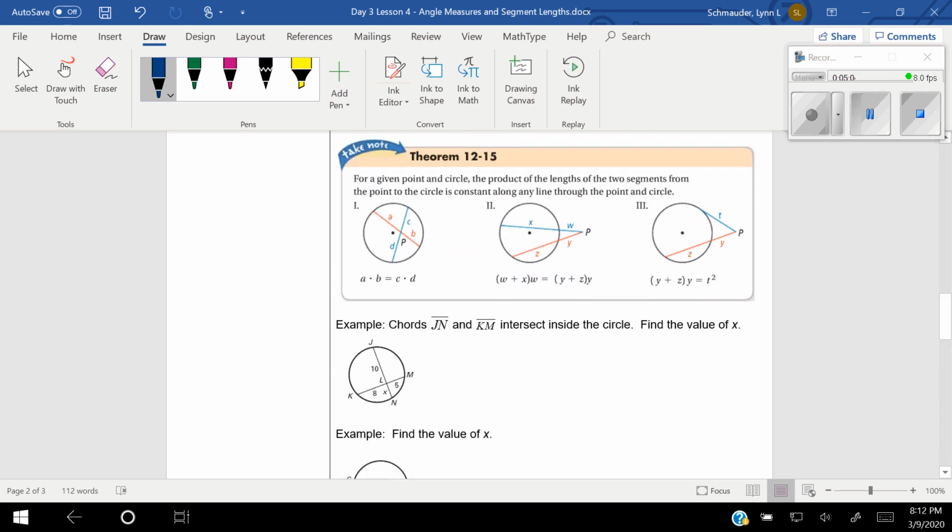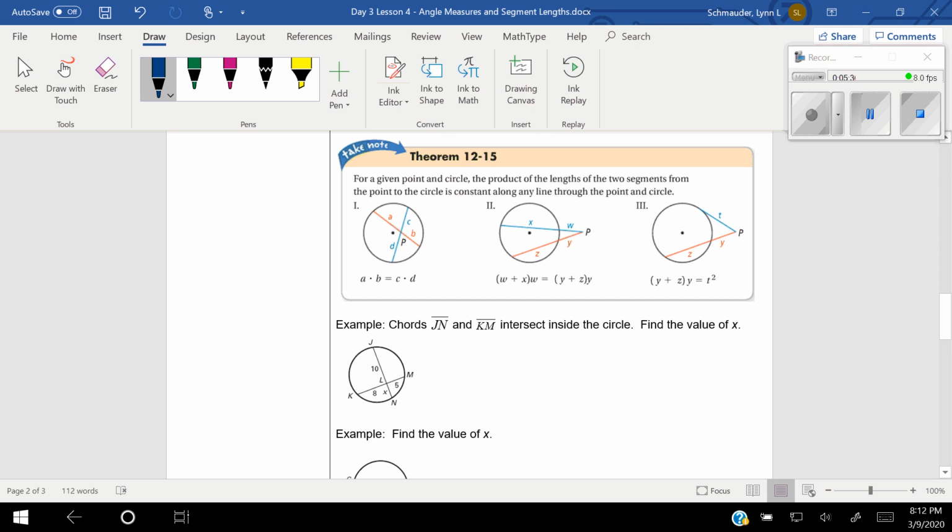Okay, now let's see what we have here. For a given point and circle, the product of the lengths of the two segments from the point to the circle is constant along any line through the point and circle. Oh my gosh, what on earth does that mean? That sounds really confusing. Okay, I'm going to tell you something so that it's not going to be confusing at all. It seems painful, right?